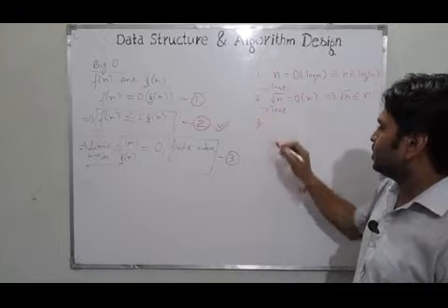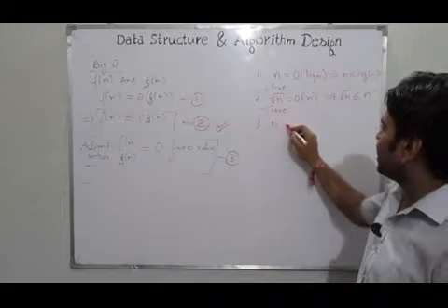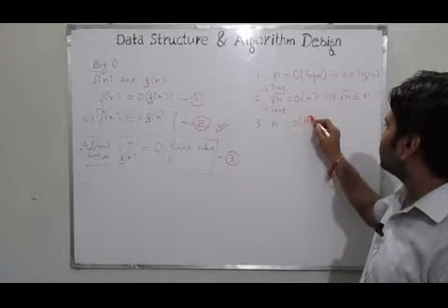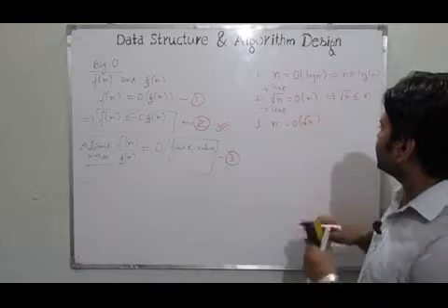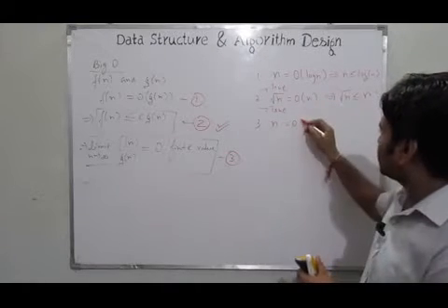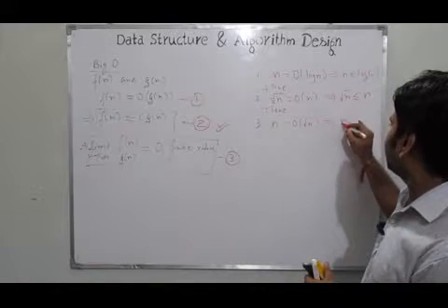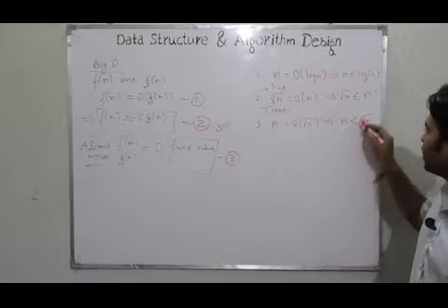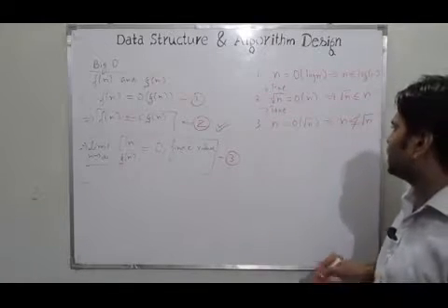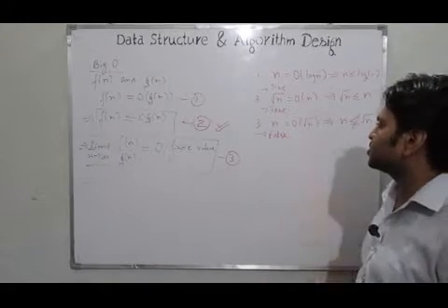But if I say n is order of root n, then we can understand that n less than or equal to root n is totally not justifiable. That means this expression is false.